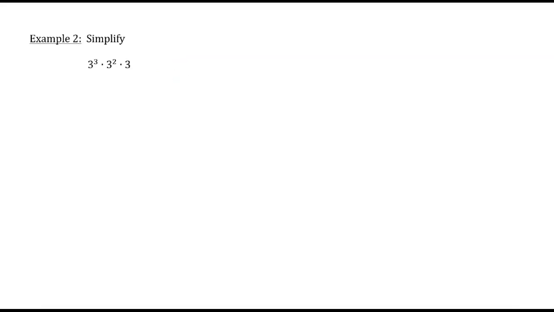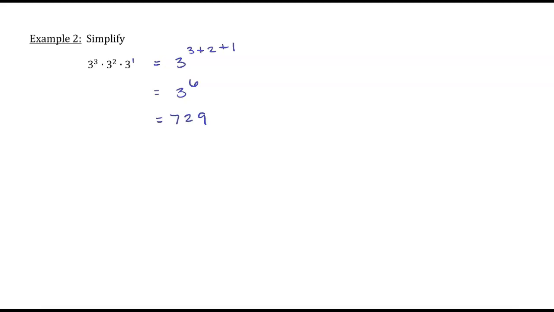Looking at example 2, we're again going to simplify. The good news is the product rule can be extended to more than two terms. So since we have 3 to the third times 3 squared times 3, we could simplify this as 3 to the 3 plus 2 plus 1. Remember that 3 without an exponent is really 3 to the first. So this becomes 3 to the sixth, and 3 to the sixth is 729.